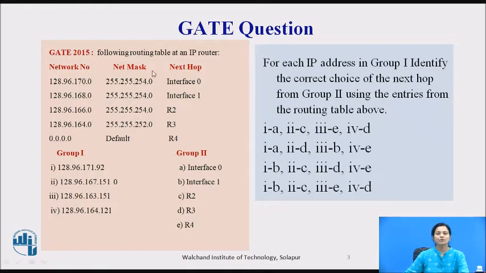Here, the routing table at the IP route is given. Here network numbers are given first, then the network mask is given so that we can find out the network number, and then its next hop will be there.